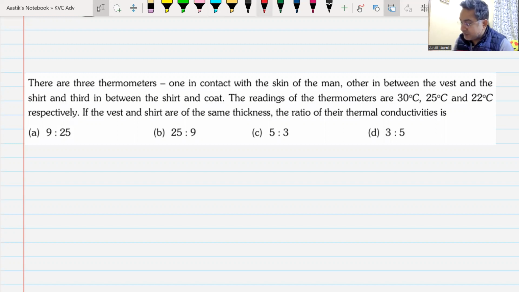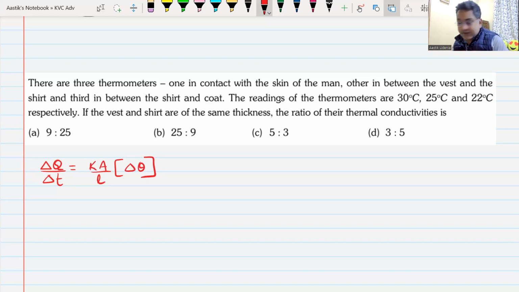So basically you just have to apply the formula delta Q by delta T, the rate of heat flow. Whatever heat is flowing from the skin to the coat, that is same. Yes or no? Do we understand this? Yes. KA by L into delta theta. Now this is same. Length and the area of cross section are also same. That means K1 into delta theta 1 will be equal to K2 into delta theta 2.